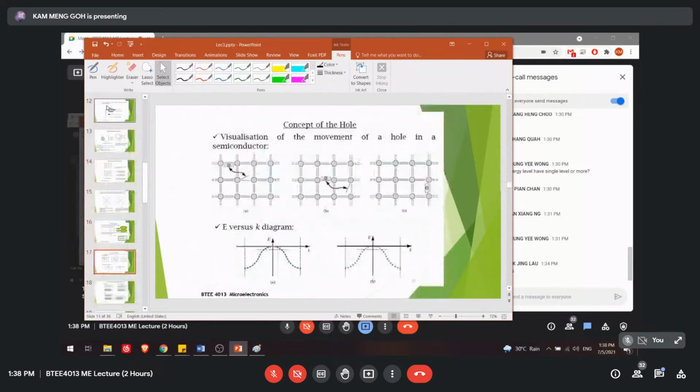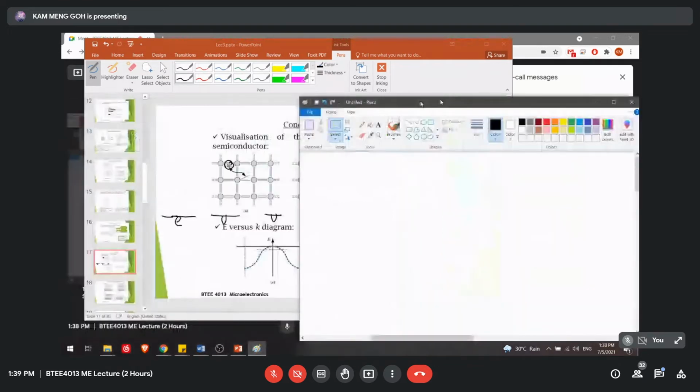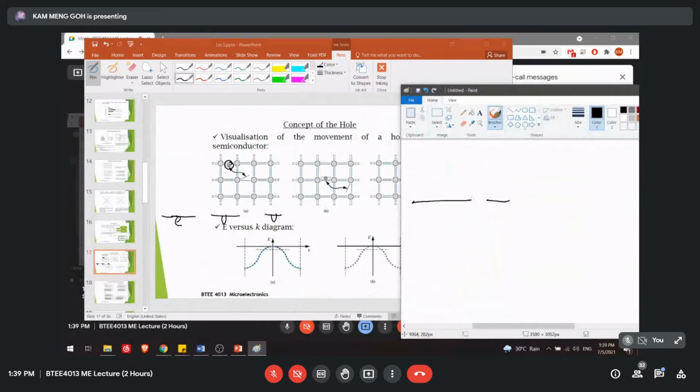So, visualization of a hole. When the electron is moving, a hole is also generated. Imagine that originally, let's say the electrons are here, and here's a hole. Let me draw somewhere around here. So the original is full, and this is a hole. Then somehow an electron jumps to here. Right now, here generates a hole, and here is full. Let's say if this is a hole, we empty it.